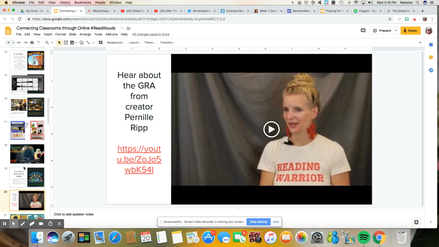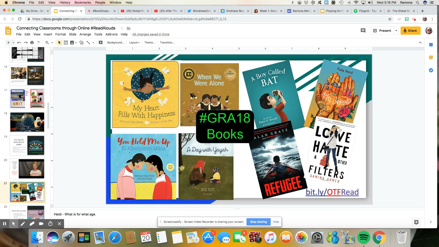So just to show you what I mean about a book for every level, here are the books for the Global Read Aloud from 2018. For the young readers, there were 4 picture books, which were shared over 6 weeks right here. Then this was kind of the grade 3, 4, or 5 early chapter book called A Boy Called Bat. Just above that was Amal Unbound. And the book that my students read was Refugee by Alan Gratz, and we used the audio book that is available for that.